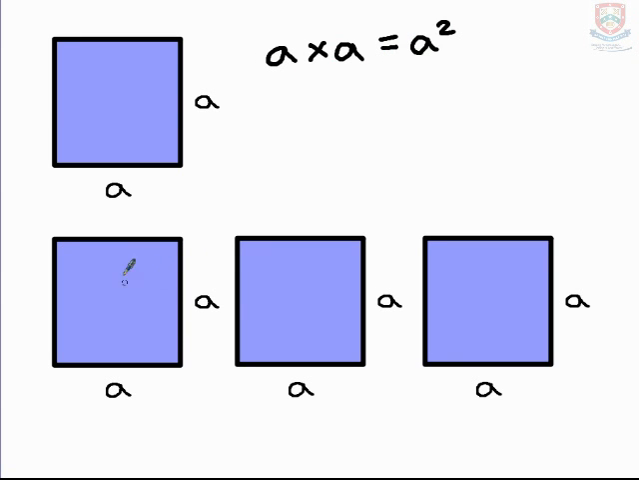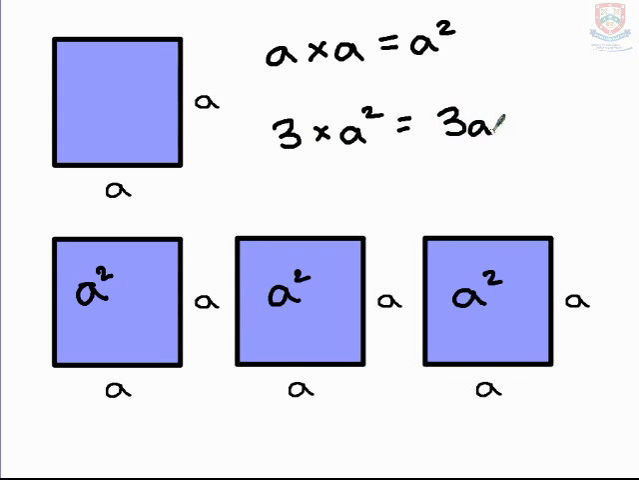So if we now know that each of these shapes has an area of A squared, what's the area of all 3 of them? Well, I've got 3 lots of A squared, and just the same as we did with a single letter, we can do it with square values. 3 lots of A squared, we don't need the multiply, so that can just be written as 3A squared.